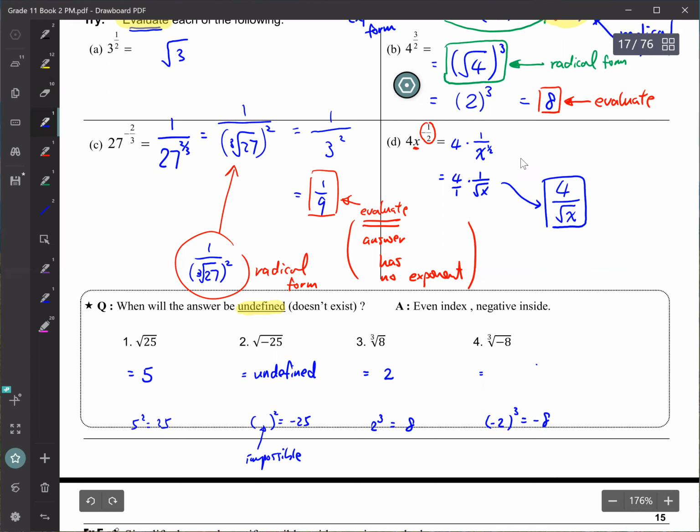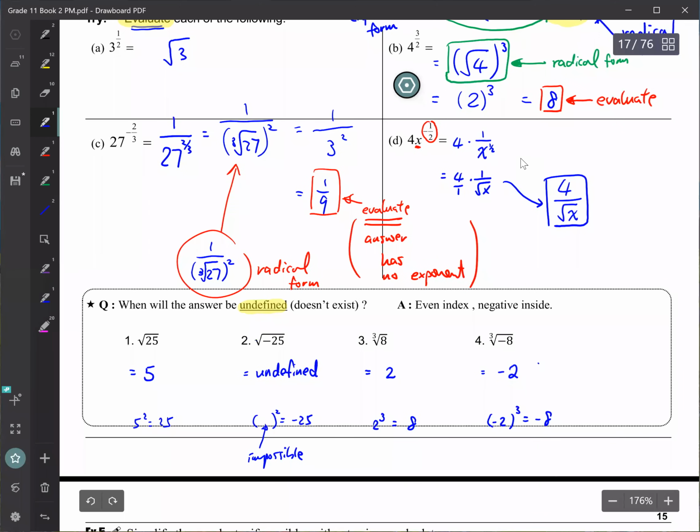So when you see a negative number inside the radical, it doesn't always mean it's undefined, okay? It also depends on what kind of index. Index is the small number outside the radical, okay? If it's a square root, the index is 2, right? Cube root, index is 3. If the index is an even number, okay? Look at the yellow highlight. So even index, and you also have a negative on the inside, then that's when you get undefined. So number 2 is the only one that you get undefined.